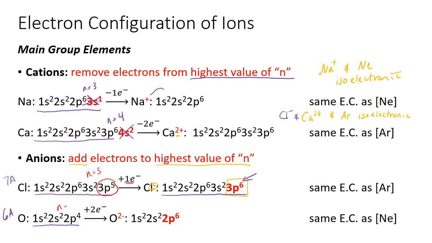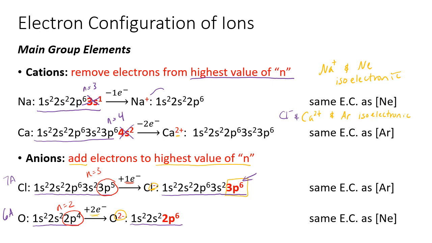Its highest value of n is 2, and in its 2p subshell, a neutral oxygen atom has 4 electrons. And in order for that p subshell to be completely full, it can fit 2 more electrons in it, so it has 6. So oxygen will become the oxide anion, and it'll gain 2 electrons, so O2-. The configuration will be 1s2, 2s2, 2p6.